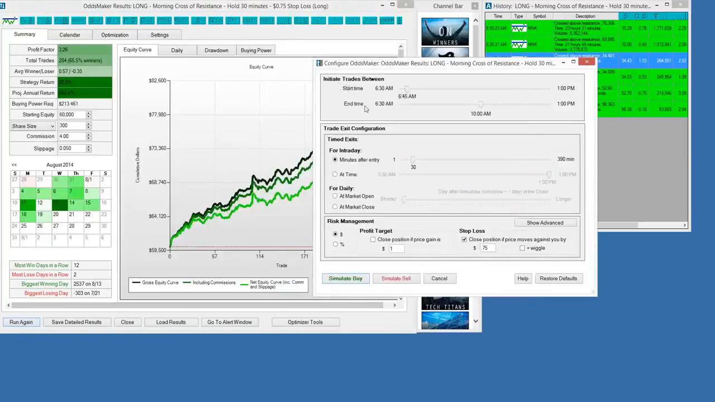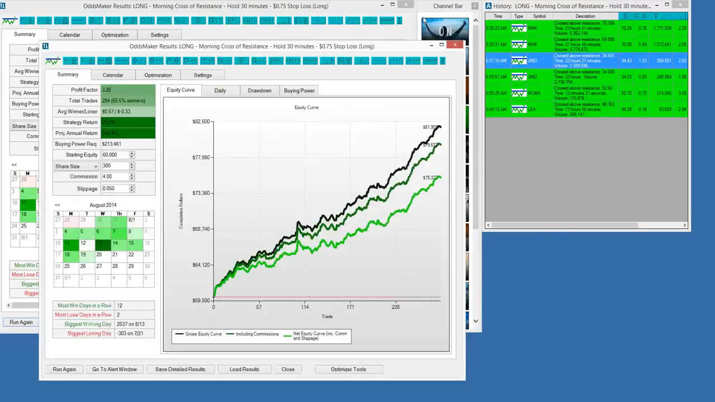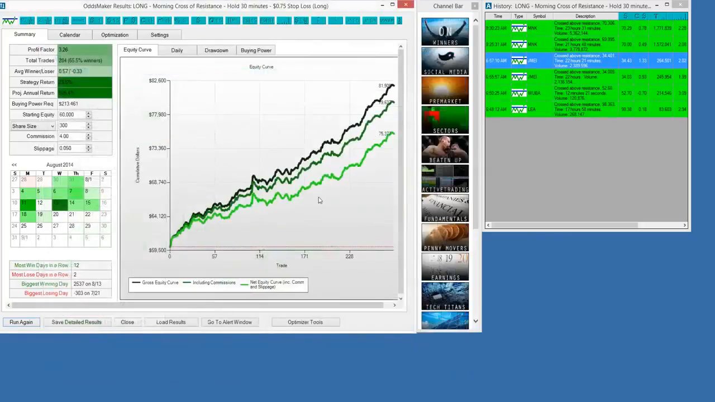Here's the strategy. Everything you see here is on West Coast time. And again, don't worry about this, because at the end of the day, we do all of this for you, but just so you can kind of see it. Start trading 15 minutes after the open, and then stop trading in the early afternoon on Eastern time, or later morning in West Coast time. Hold it for 30 minutes, get out if it goes against you 75 cents. I simulate the buy, and it's the same window that you see here.